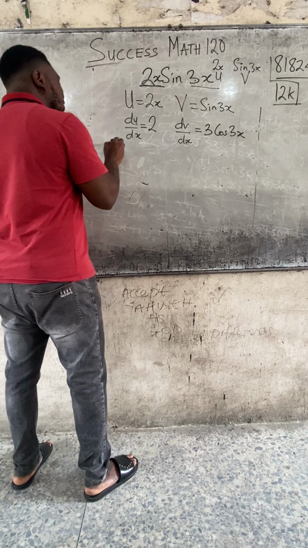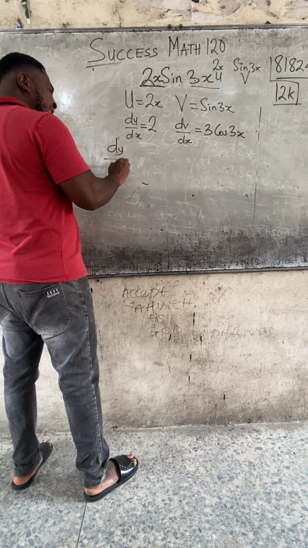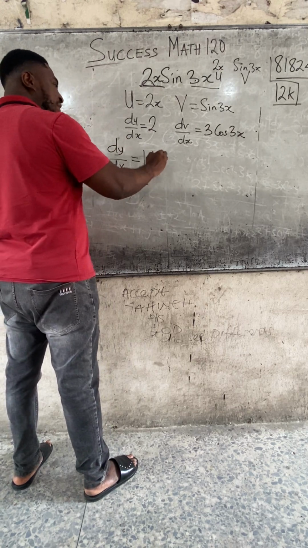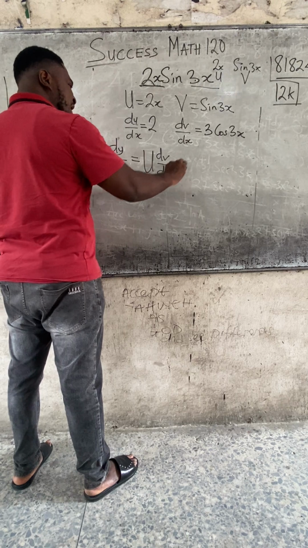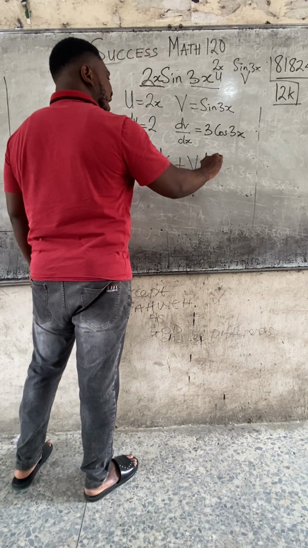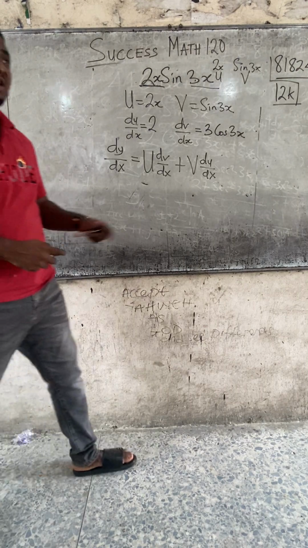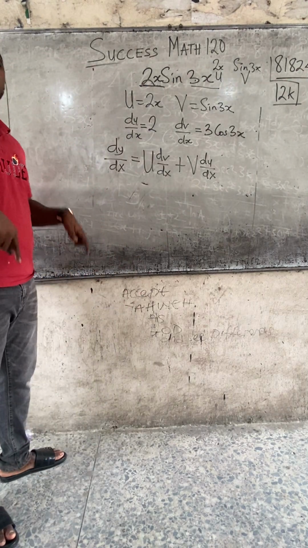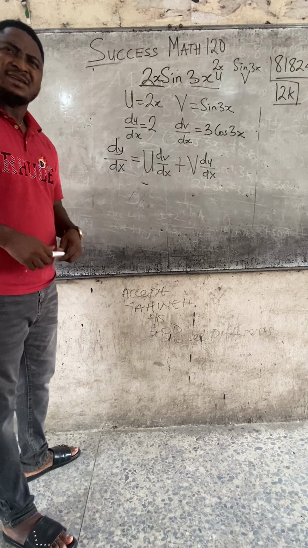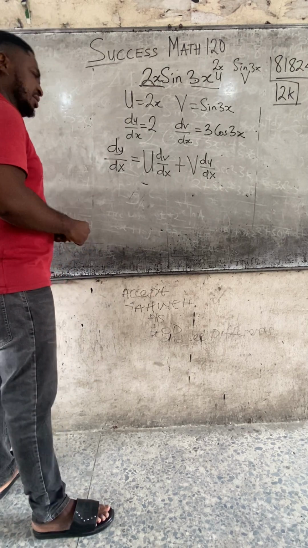What is the formula for product rule differentiation? dy/dx equals u dv/dx plus v du/dx. U dv dx plus v du. You can't finish today's class and say you did not learn something new. Is that right? There's nobody that said I didn't learn something.